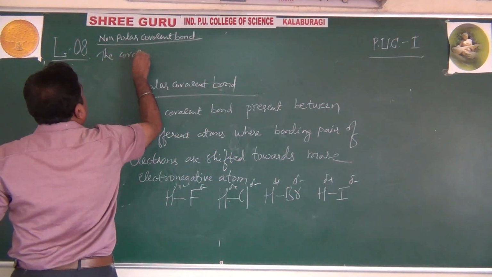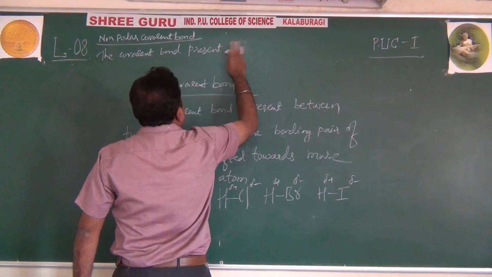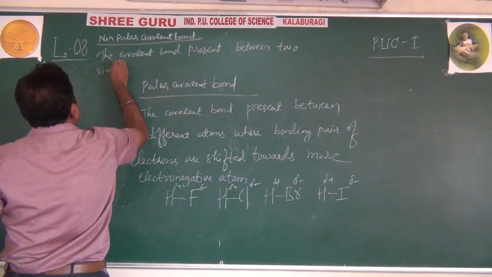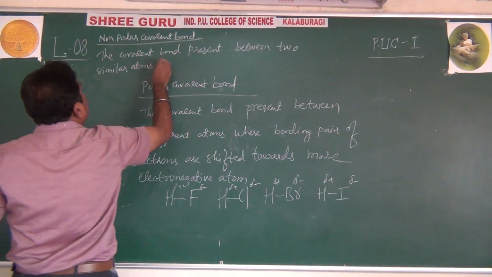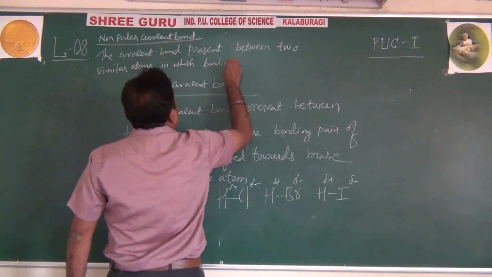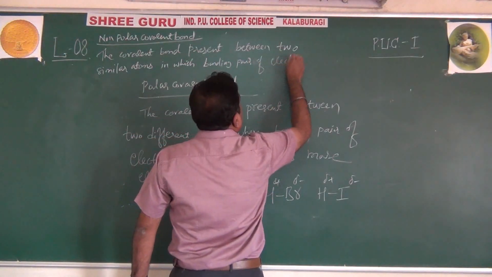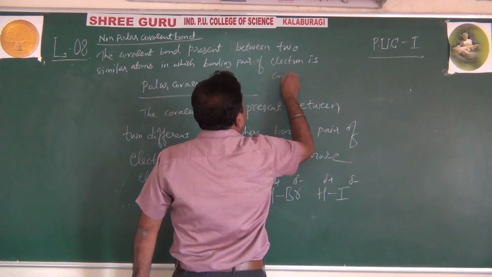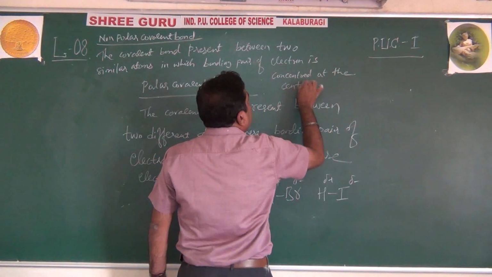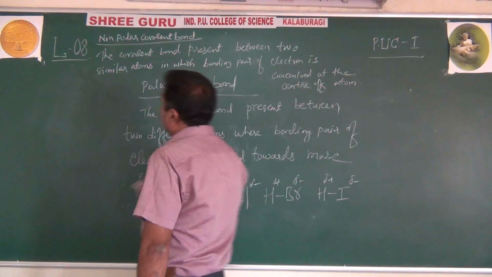The covalent bond present between two similar atoms, not different, two similar atoms, in which the bonding pair of electrons is concentrated at the center of the atoms, is called non-polar covalent.